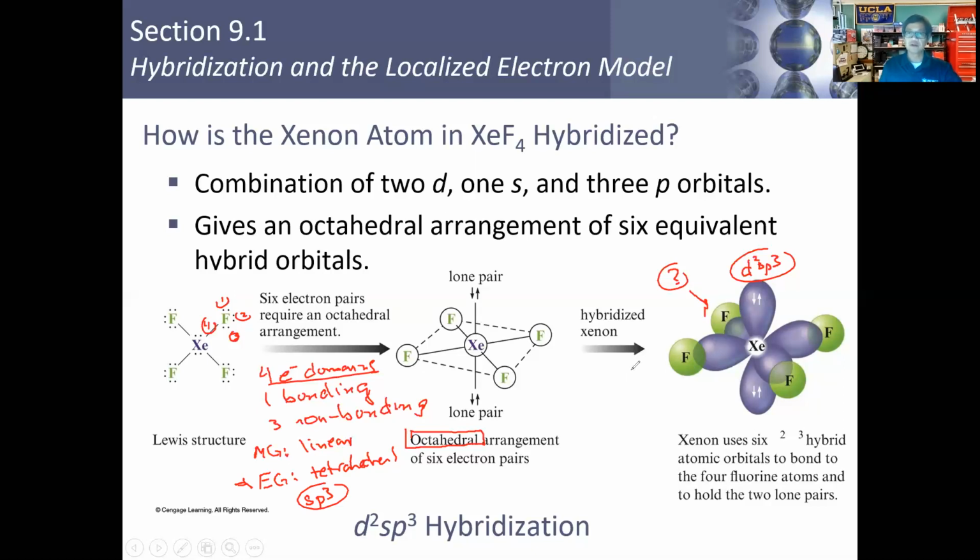And so therefore we can draw a line between that. That means the bond here is going to be a sigma bonding interaction between the fluorine and the xenon.